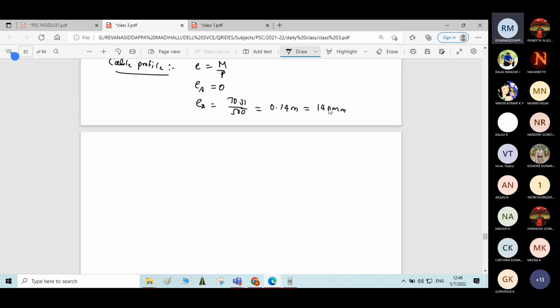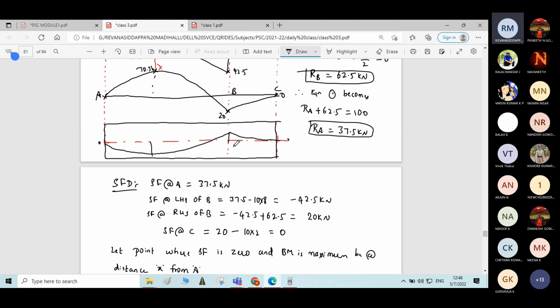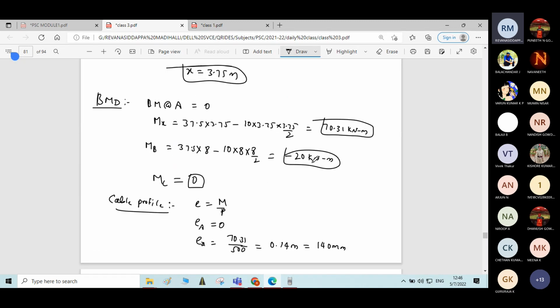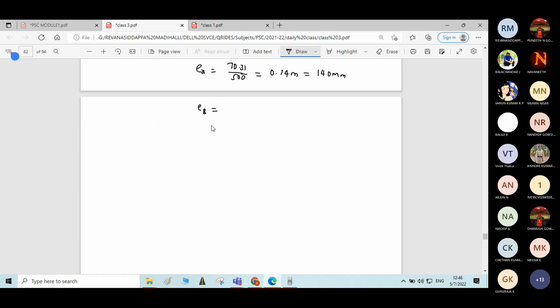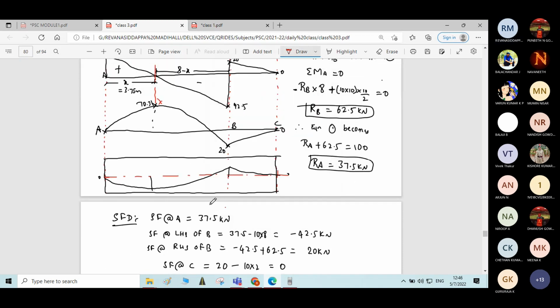Then if you want to find the eccentricity at point B, you substitute the corresponding moment at B. Moment at B is 20, divided by 500. The answer is 0.04 meter, nothing but 40 mm. So you can mention that eccentricity in the cable profile: 140 mm at X.